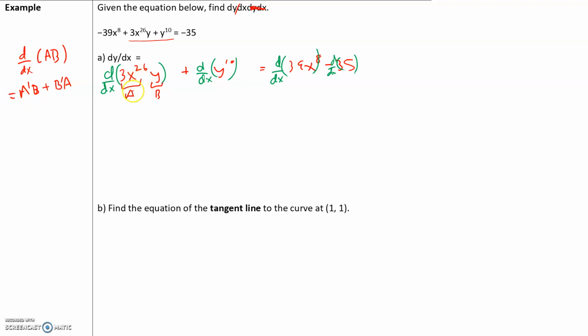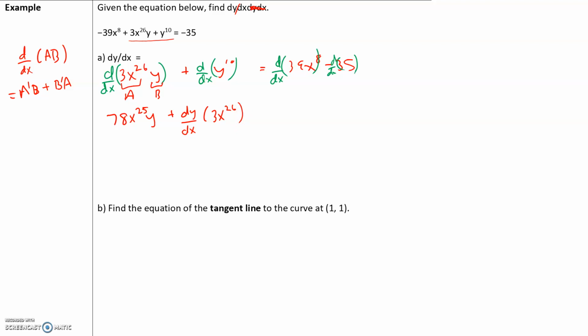So for a prime, we want to take the derivative of 3x to the 26. So the 26 is going to multiply to the 3. This gives us 78x to the 25th, and then we multiply that by y. Because we're taking the derivative of x, dx is 1, so we don't have to write anything there. Then we have b prime. So the derivative of y is 1, but we get that dy/dx. So we're going to get plus dy/dx times a, which is 3x to the 26th.